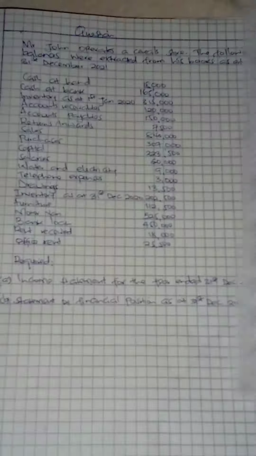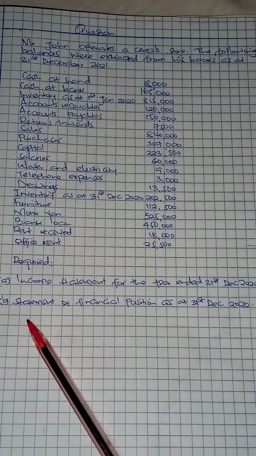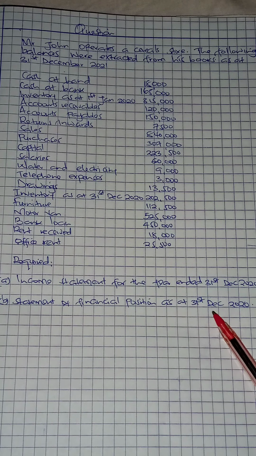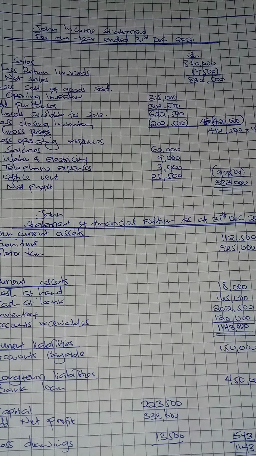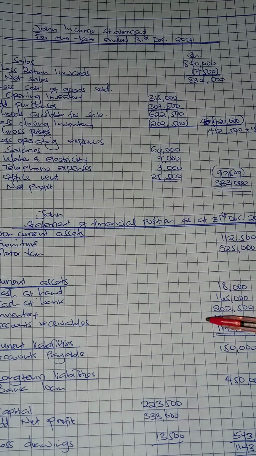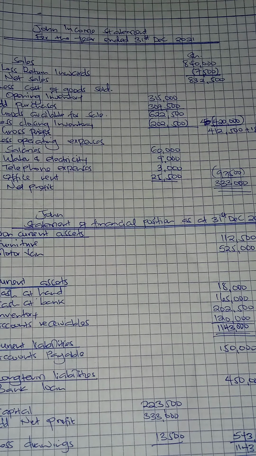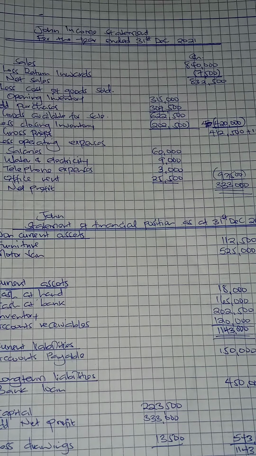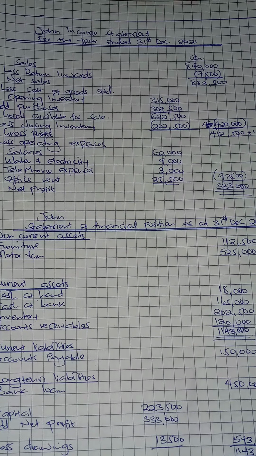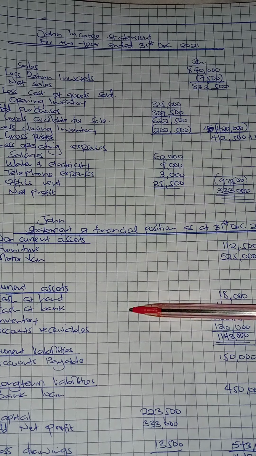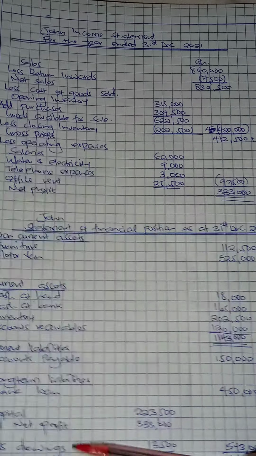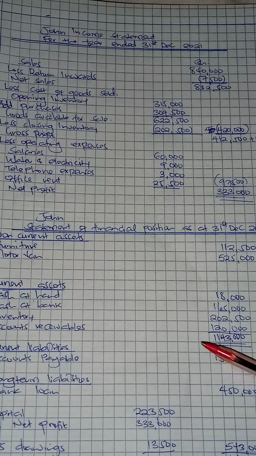The other requirement that you are required to do here, B, is the statement of financial position as at 31st December 2020. A statement of financial position outlines all the assets, all the liabilities, together with the equity. This helps us with our accounting equation, which is assets equals liabilities plus equity. By the end of the day, it has to balance.